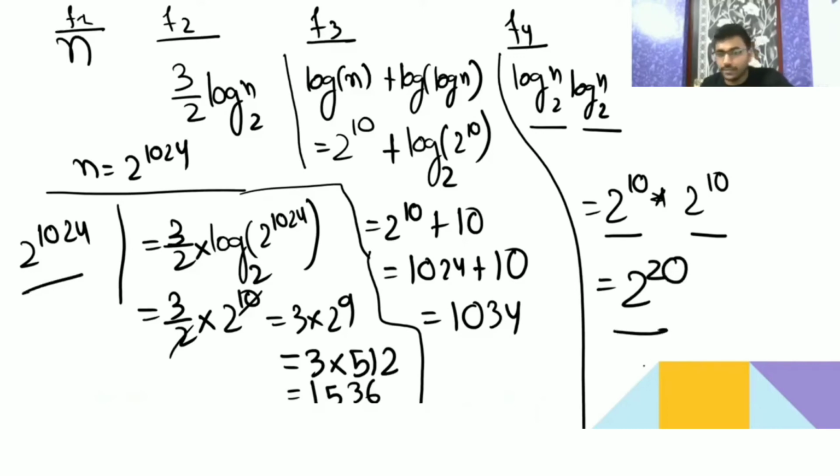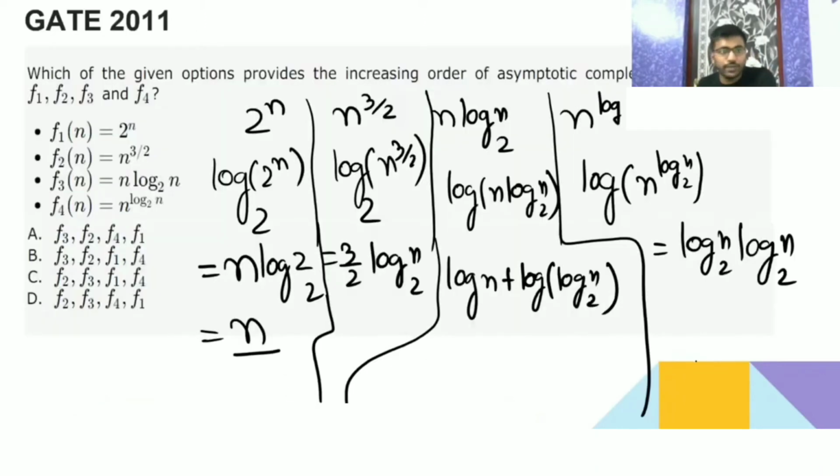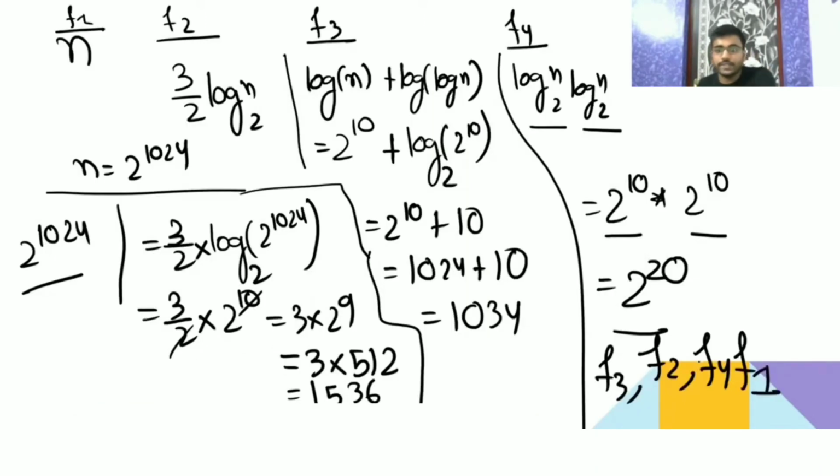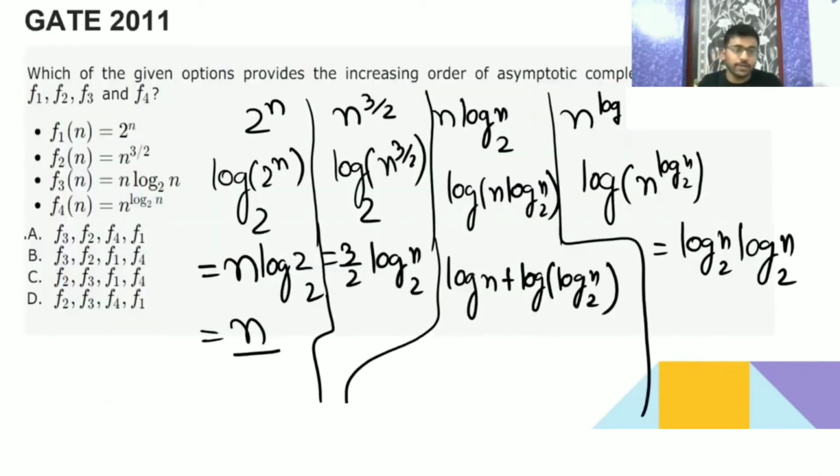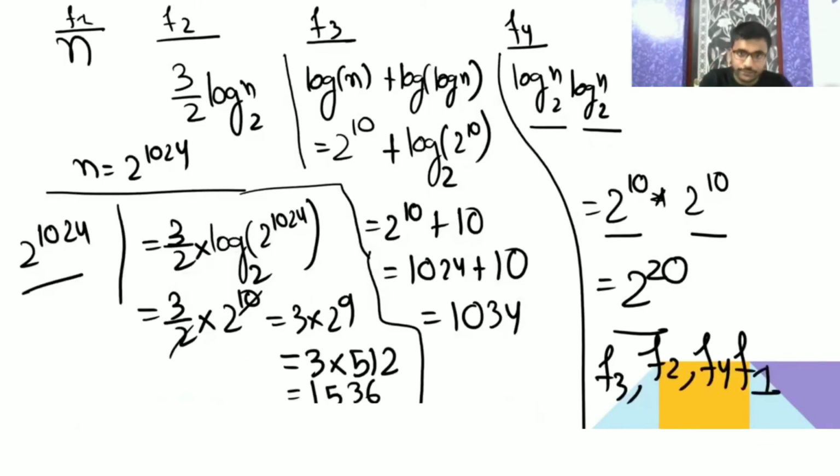So f1 is the greater one, then which is the smaller? F3 is the smallest, then f2, then f4. Now see the options. F3, F2, F4, F1 is option A in increasing order. Many of you have even answered me A. Yeah, correct. Very good. Anyone having any doubt? A is the correct one. Understood?